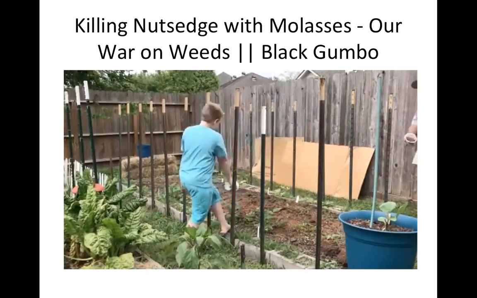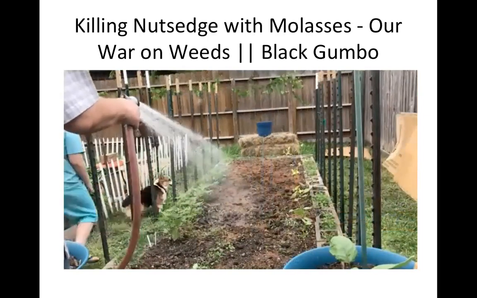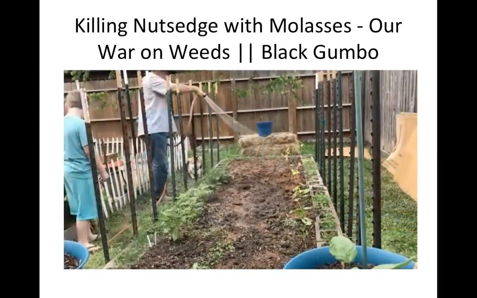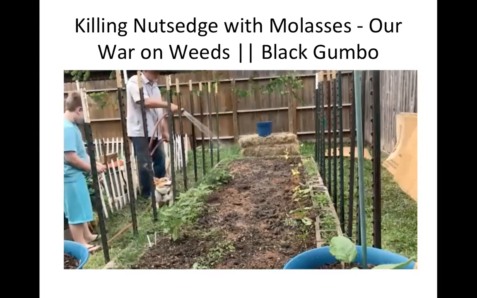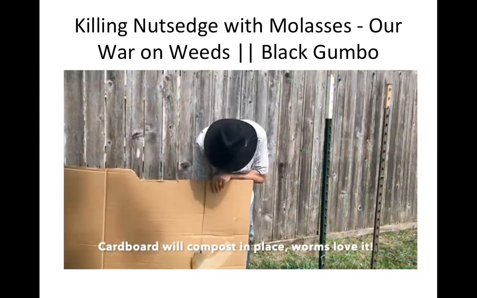So I'm going to put the molasses down, and then I'm going to cover the whole bed, except for the beans that are growing in there. Hopefully they can make it through this. But if we lose the whole bed this year, that's okay to get rid of this nut grass. I'm going to cover it with cardboard, a heavy layer of cardboard to keep the light out.